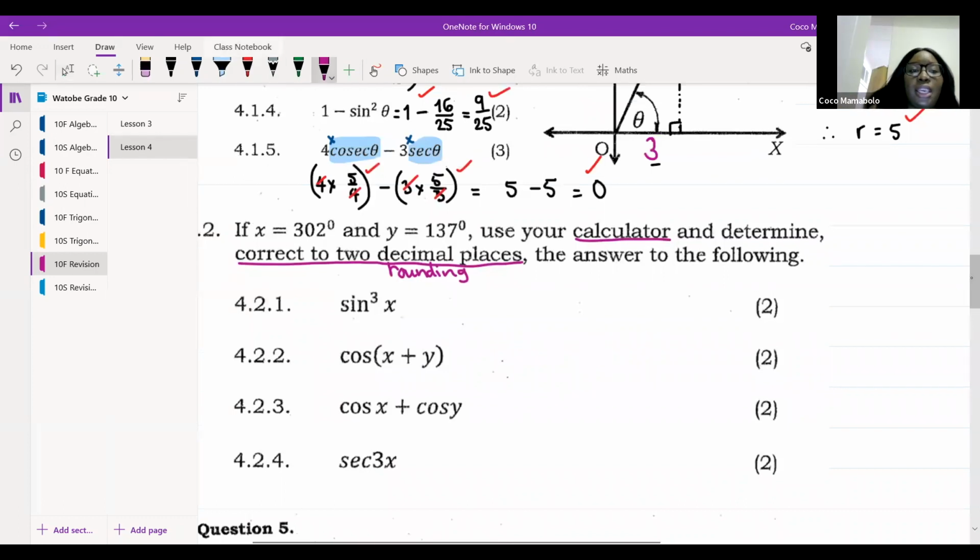Remember, when we see sine cubed of something, we're just going to go and find the sine of x, and then whatever answer we get, we'll cube that. So go for it, guys. Pop your answers in the chat when you're ready. And if you think 4.2.1 is easy, keep going. Go on to 4.2.2 and 4.2.3 and 4.2.4.